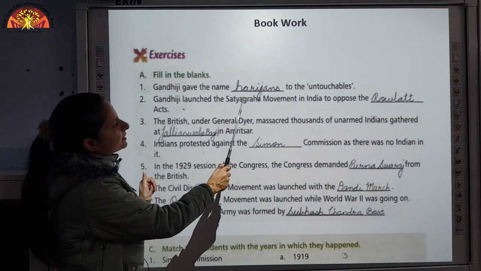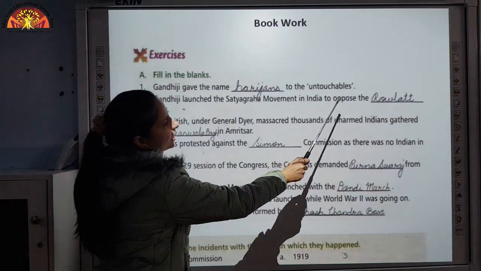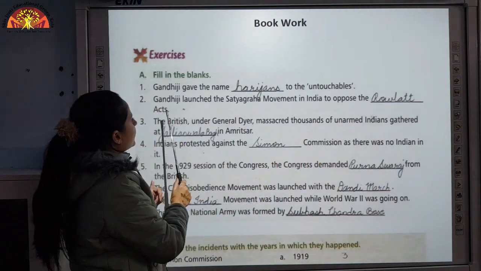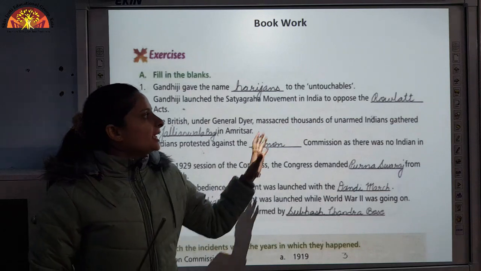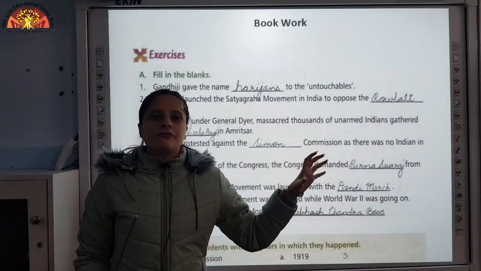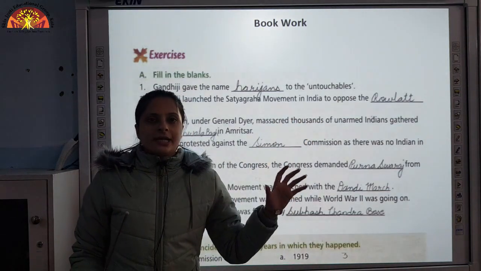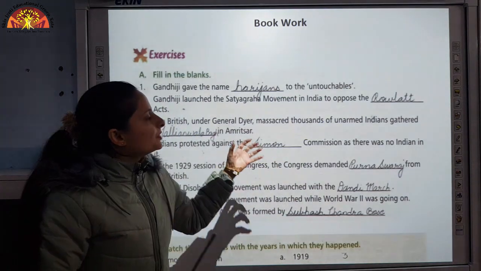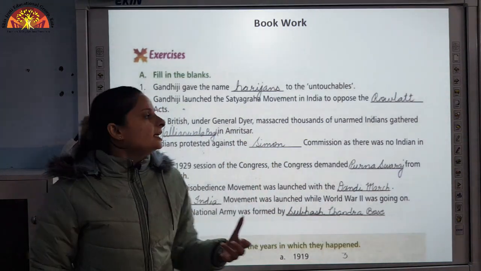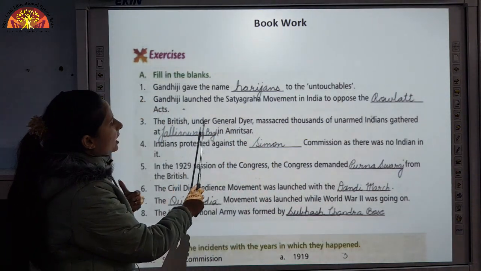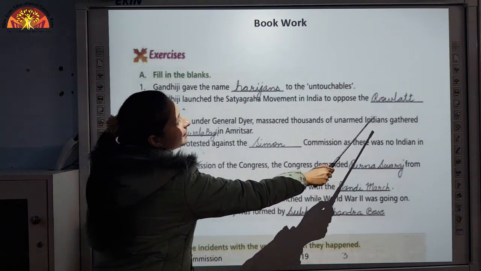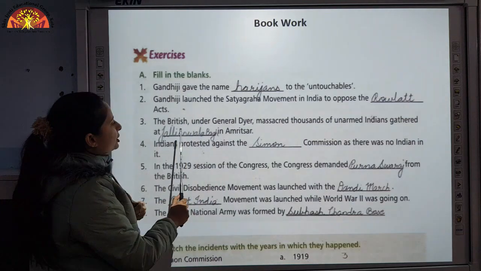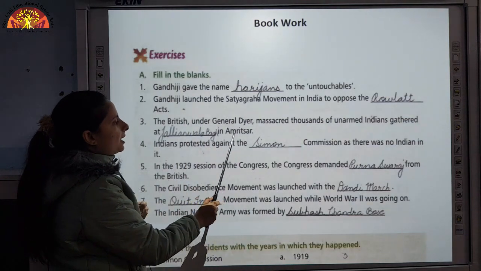Gandhiji launched the Satyagraha movement in India to oppose the Rowlatt Acts. Now, why was the Satyagraha movement launched by Gandhiji? It was against the Rowlatt Acts, wherein any person could be arrested without any trial. The British under General Dyer massacred thousands of unarmed Indians gathered at Jallianwala Bagh in Amritsar.